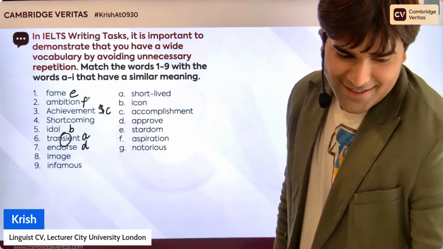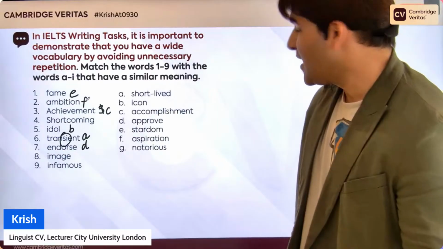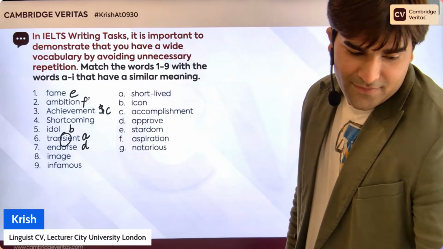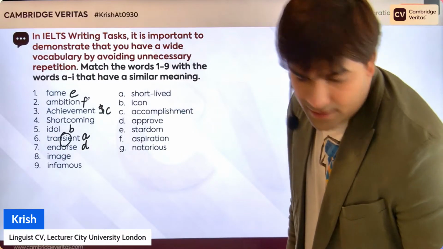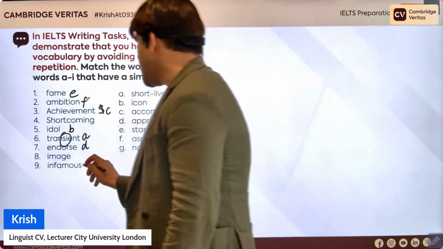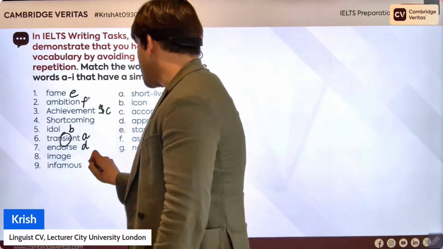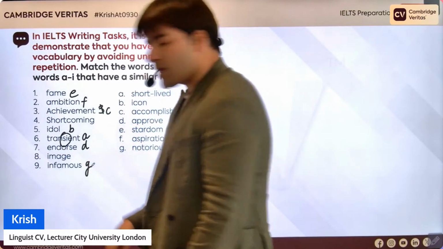Notorious. Which one is it? G. 9. Wonderful. Notorious is infamous. G is 9. Yes. Excellent.